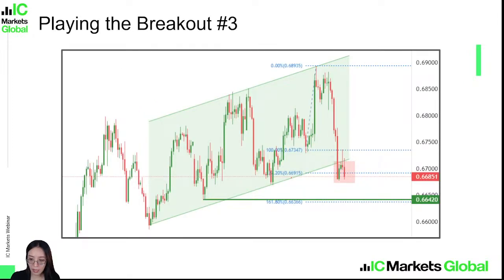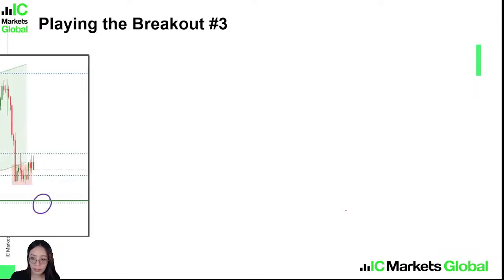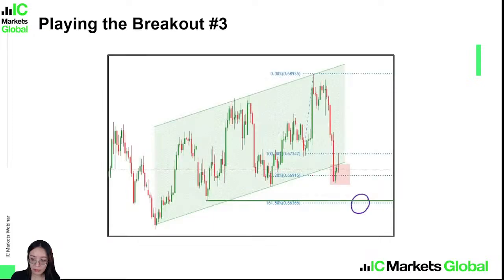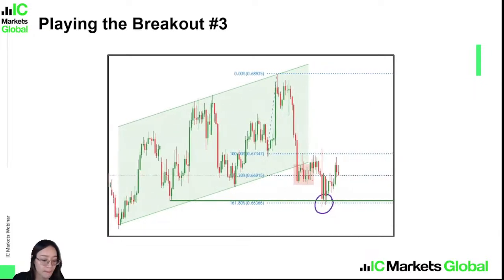We can use an extension from the starting point here. When price pulls back, our TP is here, at this level. Price broke below the bullish channel line, pulled back, and then you sell. Okay, you can see your TP. Sell here, and this is your TP.